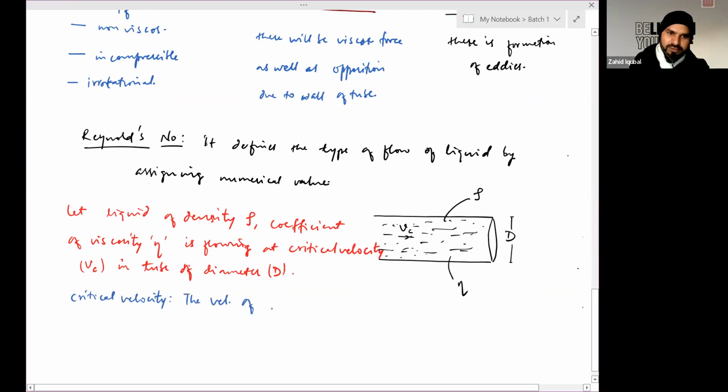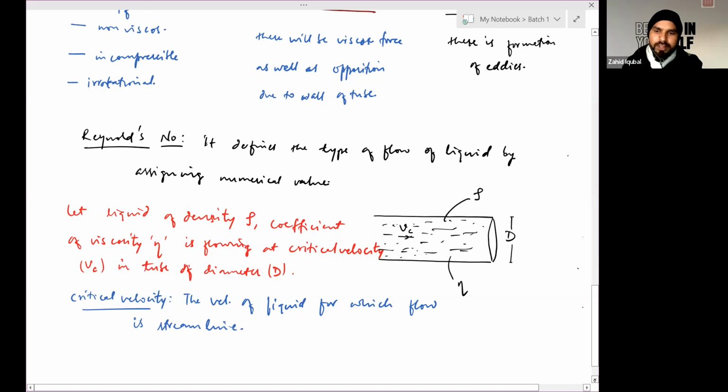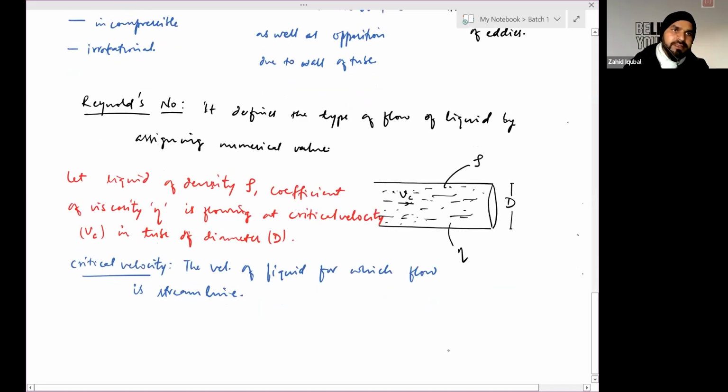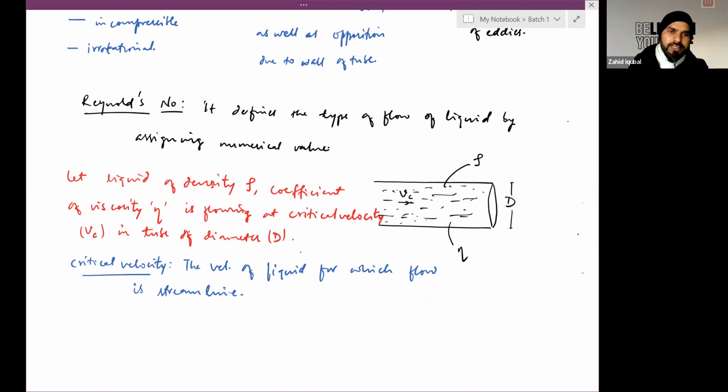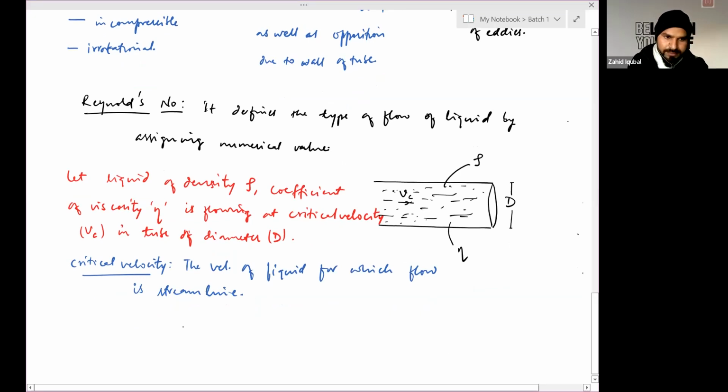The velocity of liquid for which flow is streamlined. Now, on the basis of the above relation, we may calculate its relationship. Let's say critical velocity is depending upon density of liquid, coefficient of viscosity, and diameter.